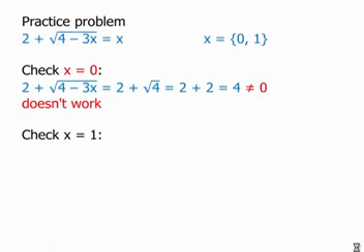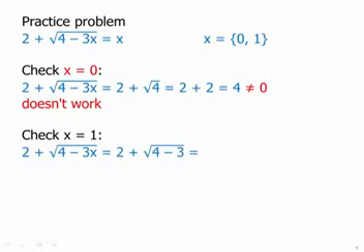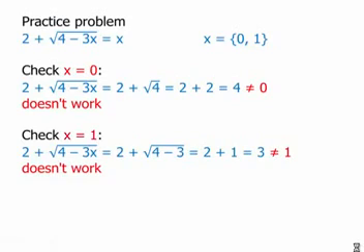Now check x equals 1. Plug this into the left side, we get 2 plus the root of 4 minus 3 times 1, so 4 minus 3, and of course that would be 1, and so that's going to be 2 plus 1, which is 3, and of course this does not equal the x, which is 1, on the other side of the equation. So this one doesn't work either.